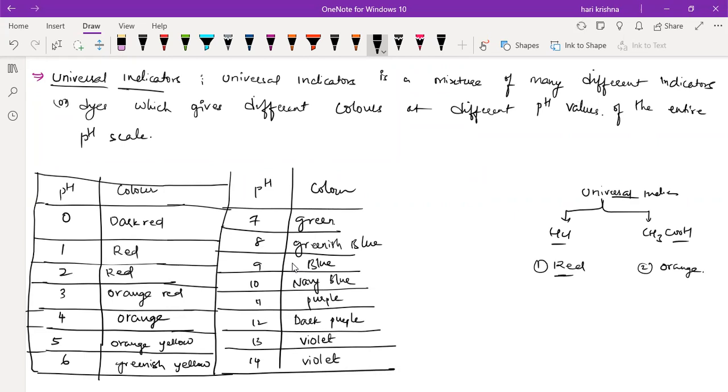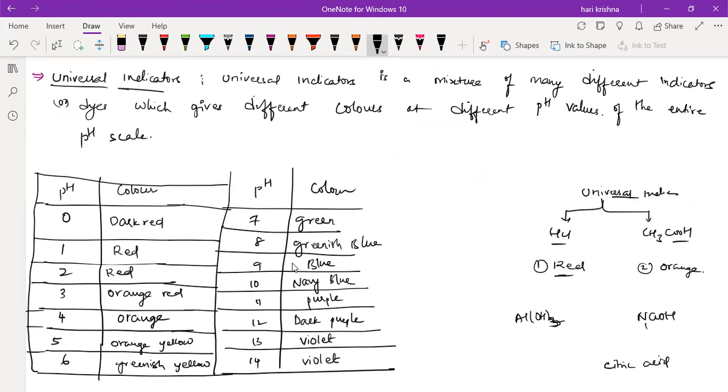Now I'll give you some more examples. One is sodium hydroxide. One more is aluminum hydroxide, Al(OH)3. The next one we have taken is citric acid.